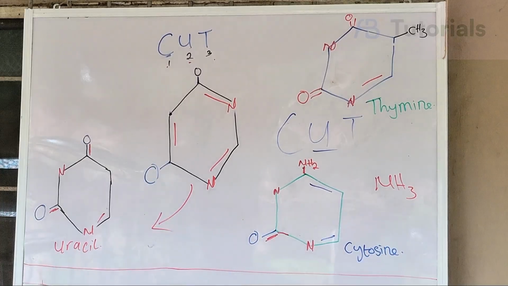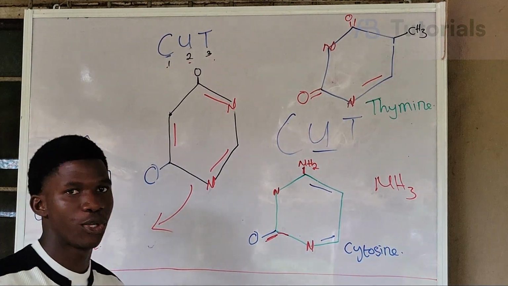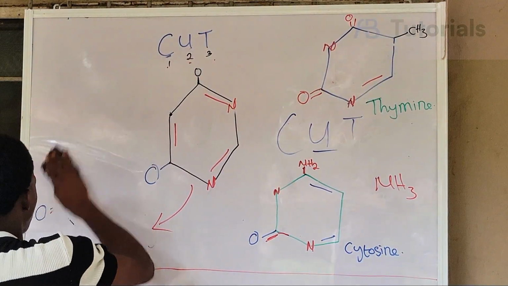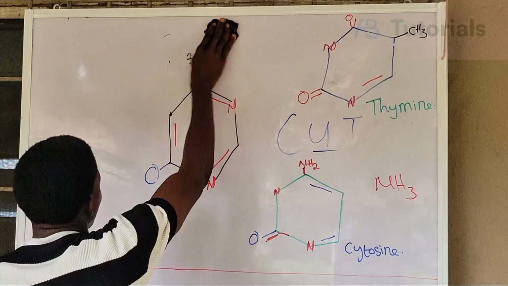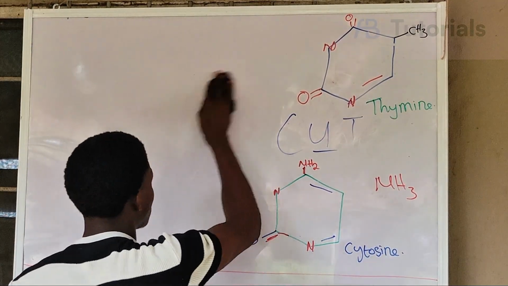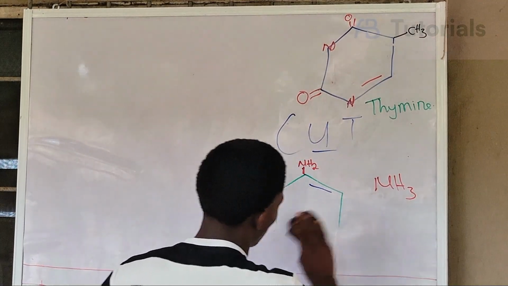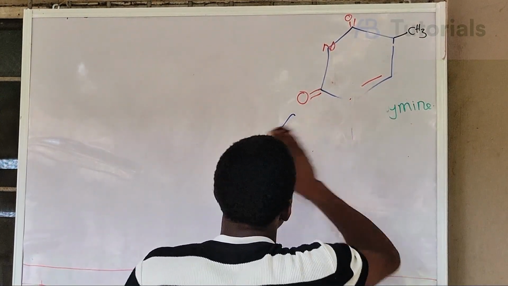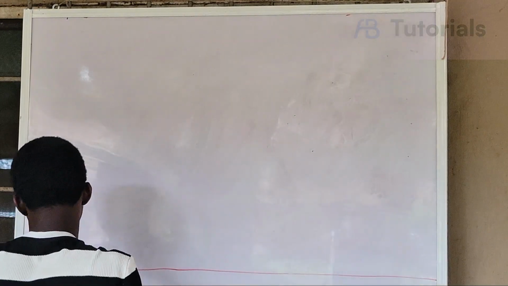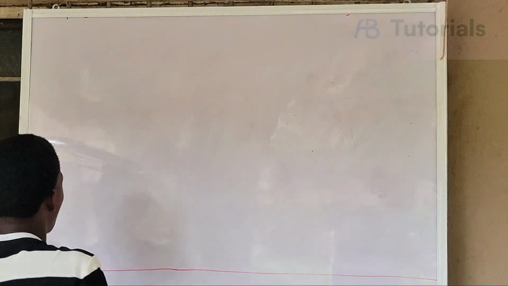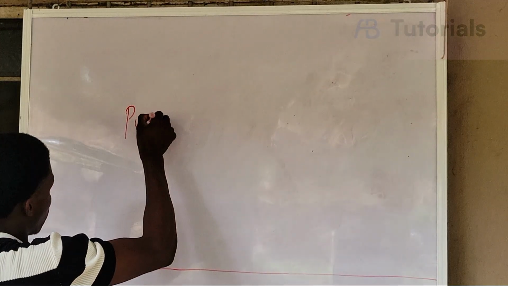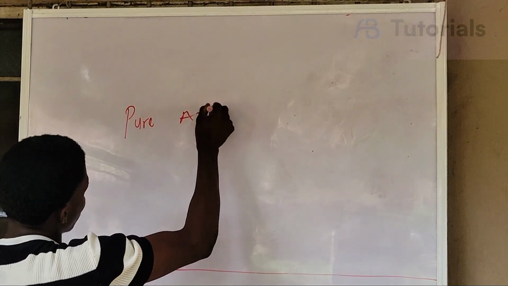Now let's move to the next nitrogenous bases, which are the purines. How do you know your purines? We only have 2 purines, which are adenine and guanine. So how do we draw the structure, and how do we know that it is adenine and guanine? You can just use this code: pure, which is purine. Pure for purine. Pure Ada-gua.